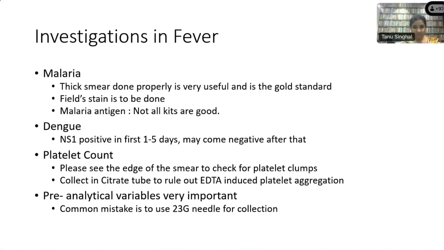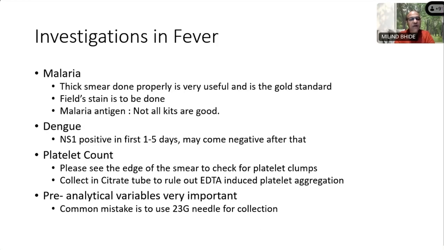As far as malaria antigen test, many people have switched over to malaria antigen because it does not require any kind of practice or technical expertise. But mind you, not all kits are good. Some kits are notoriously bad and they will miss even the commonest cases of Vivax malaria. As far as dengue is concerned, we have to remember that NS1 comes positive in only the first few days of infection. So as the patient progresses and the platelet counts start coming down, at that time NS1 may come negative.